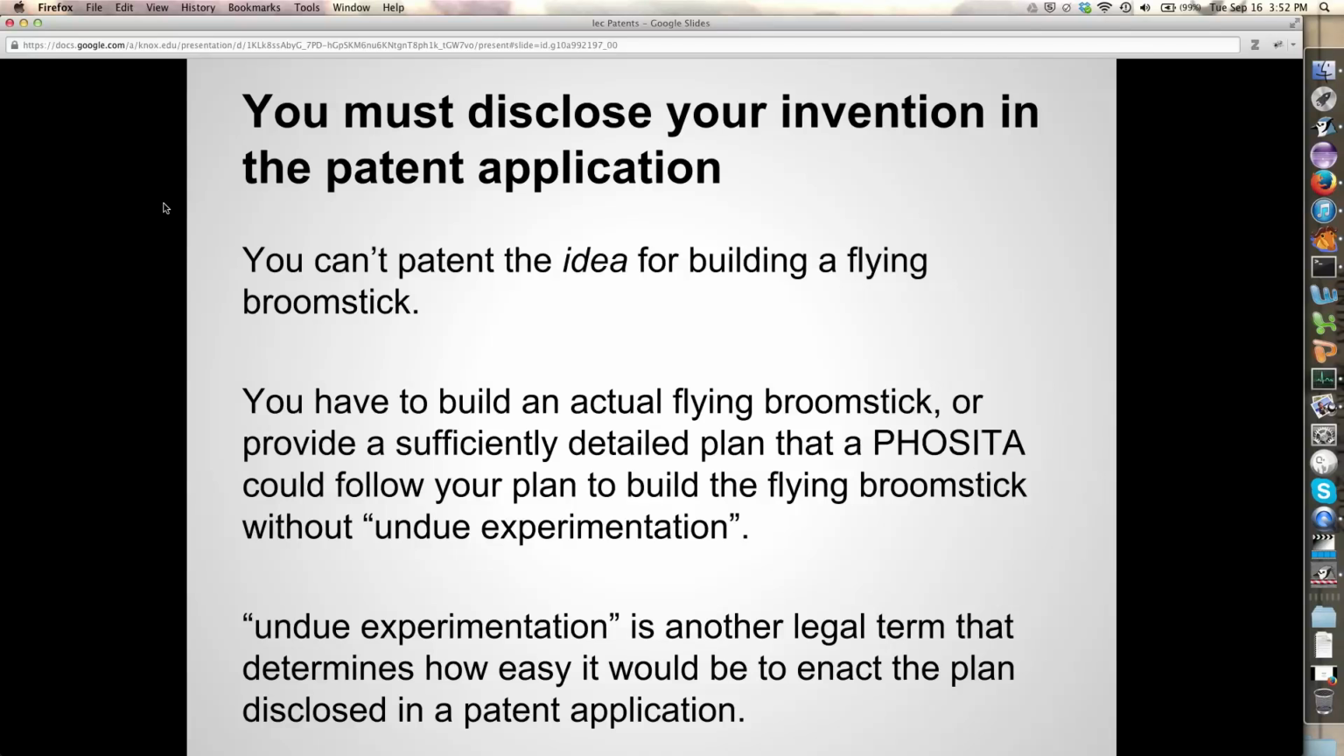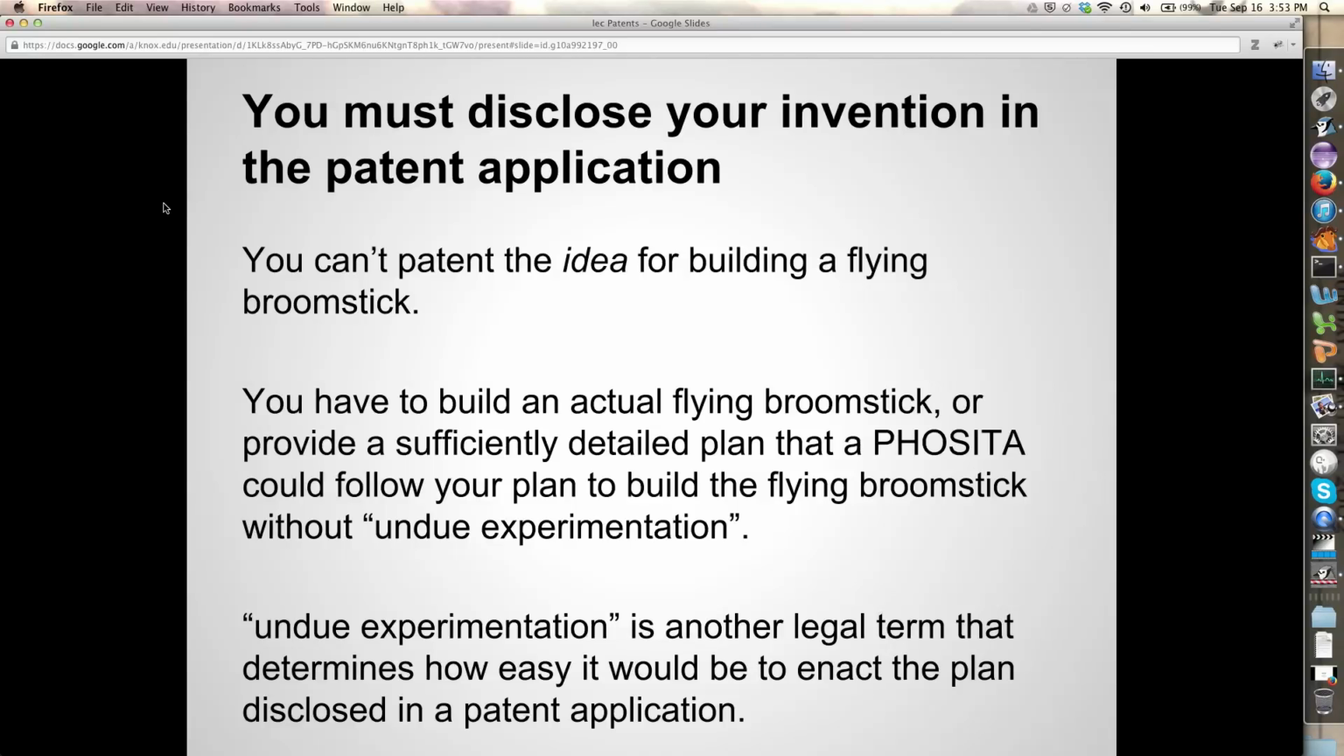One thing you can see about a lot of these questions with copyrights and patents and trademarks and trade secrets is that a lot of what these terms mean have been defined through the legal process over the years with a number of different court decisions. But the take-home message here: you have to disclose how you're going to build your invention in the patent application. You can't just say, I'm patenting flying broomsticks. Nobody can ever build one. You have to give the exact process.